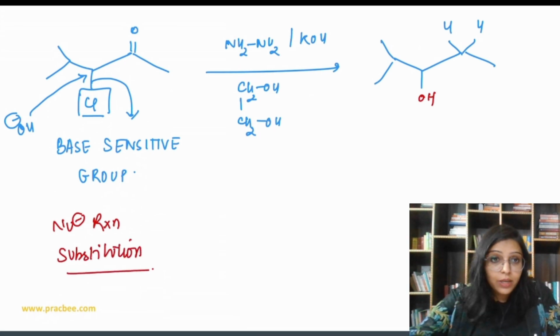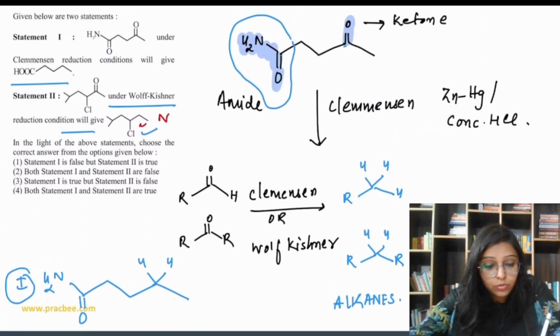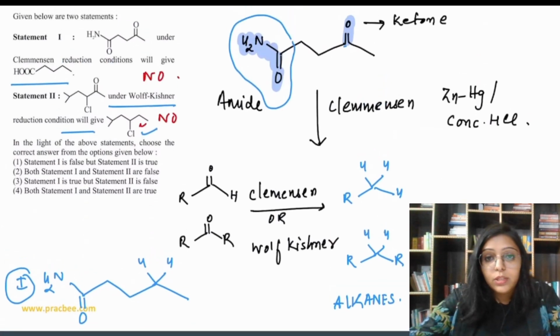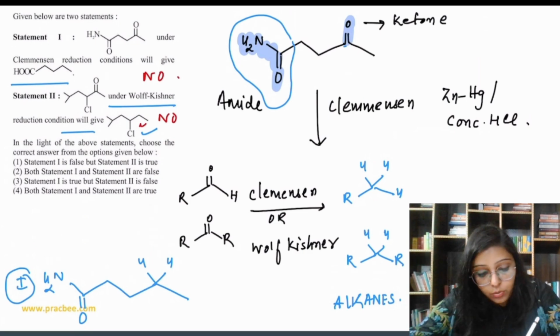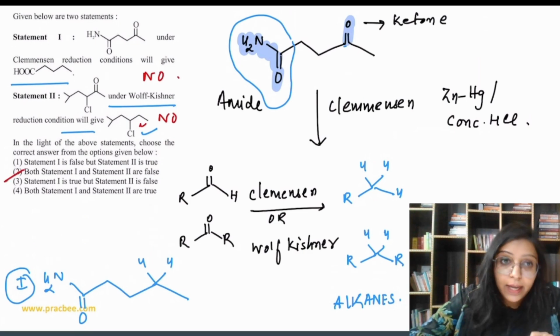And what is in this statement? That we get Cl? So no. It means both statements are false. Both statement 1 and 2, they are false. So option number 2 is going to be the correct answer.